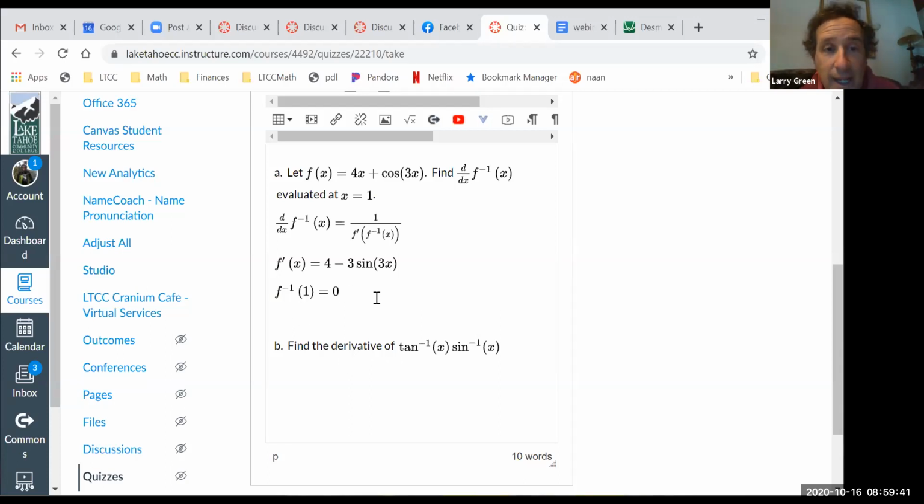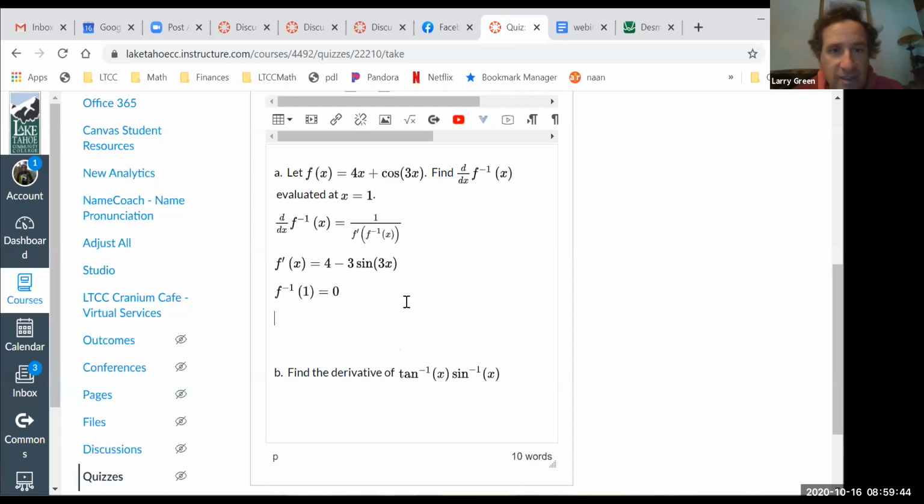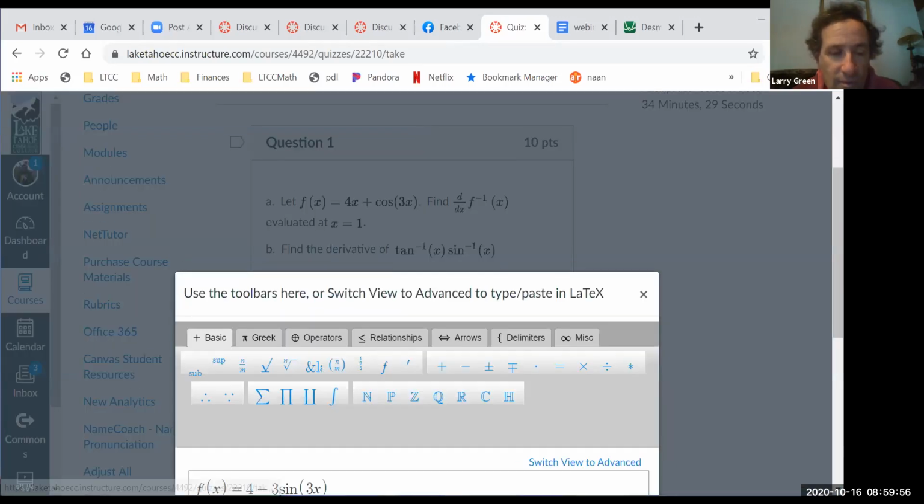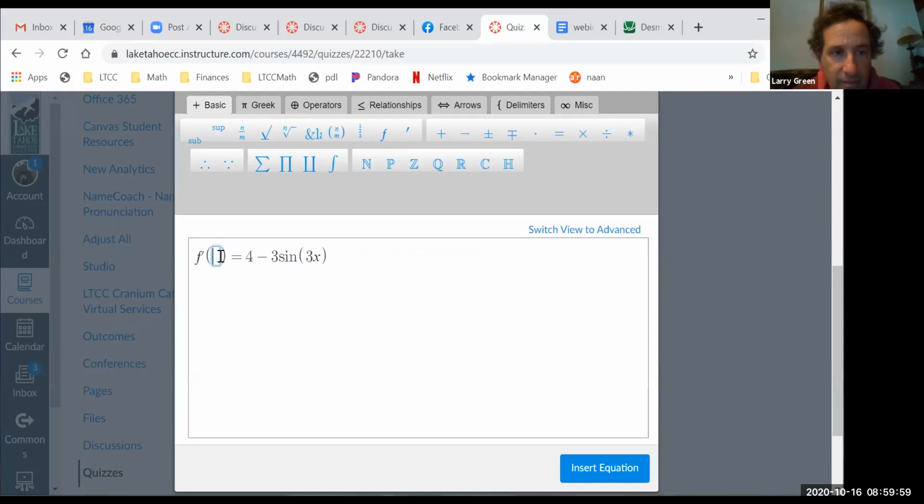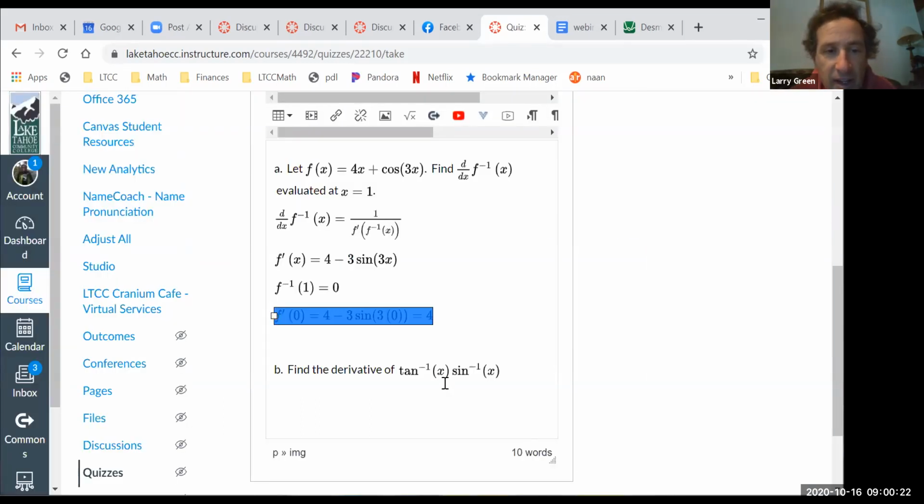So now what we need to do is plug in. This is not supposed to be too hard. What is f prime of 0? So that x becomes a 0. And what do you get when you plug in? Yeah, you get 4. Because it's 4 minus 3 times sine of 0. Sine of 0 is 0, so it's 4 minus 0. And that's just 4. Any questions at all on that?